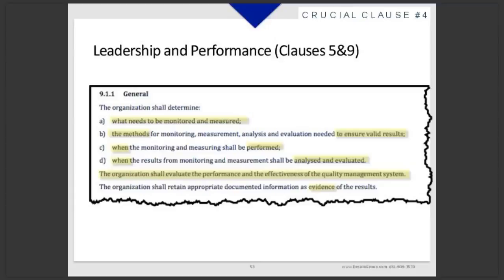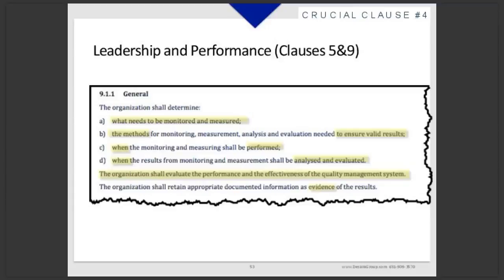Clause 9.1.1 says the organization shall determine. Now, if you tried to let every individual contributor in the organization determine what needs to be monitored and measured, how it's going to be done, when and where the measuring is going to be performed, and letter D, how it's going to be analyzed and evaluated, a grassroots effort to evaluate the effectiveness of the management system, that's not going to fly, right? You can't say quality is everyone's responsibility and we're all going to do this together.